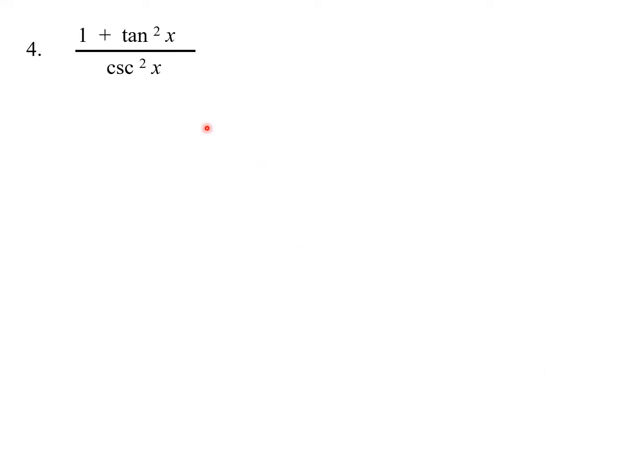All right, this one. Now, remember, the tangent is sine over cosine. So I'm going to write the numerator. Well, actually, I recognize this as one of my Pythagorean identities: 1 plus the tangent squared of x is equal to the secant squared of x. So I'm going to substitute in the secant squared of x for the numerator here. And this is what we're going to get.